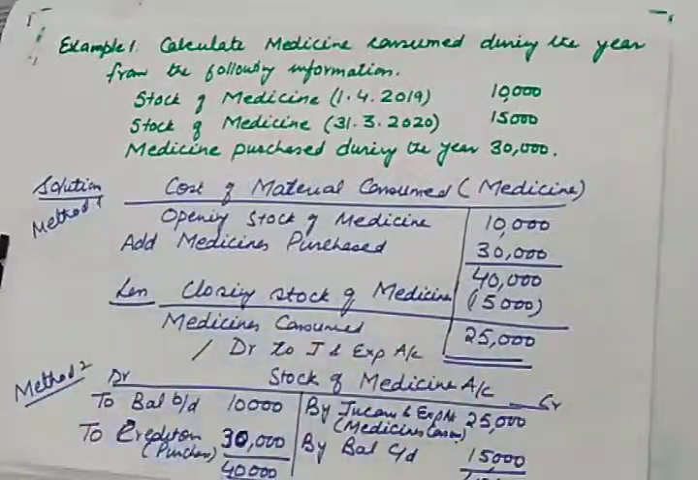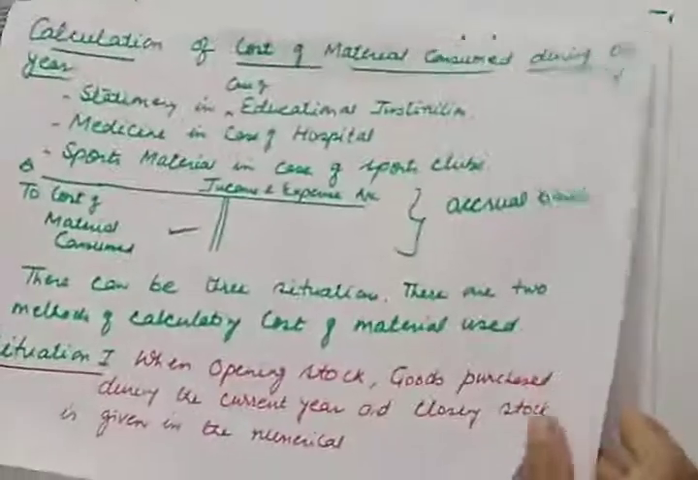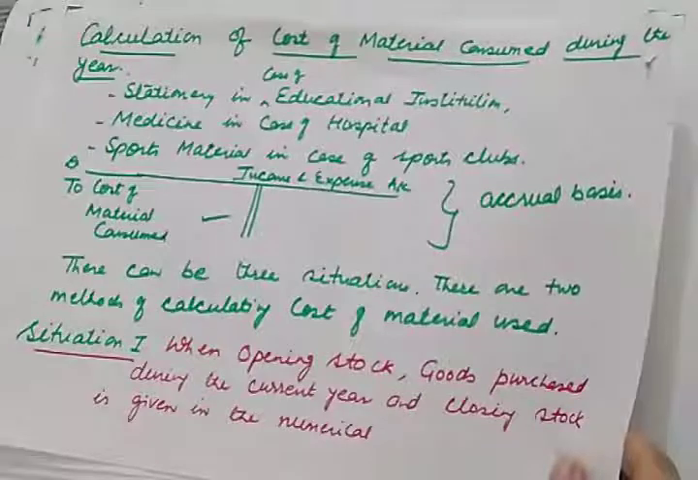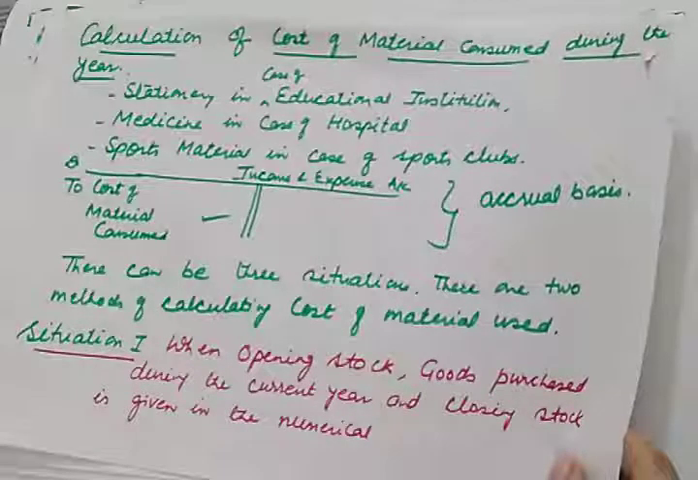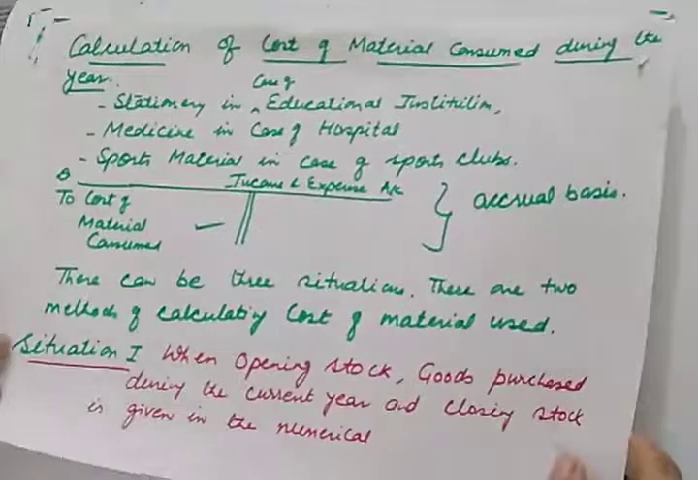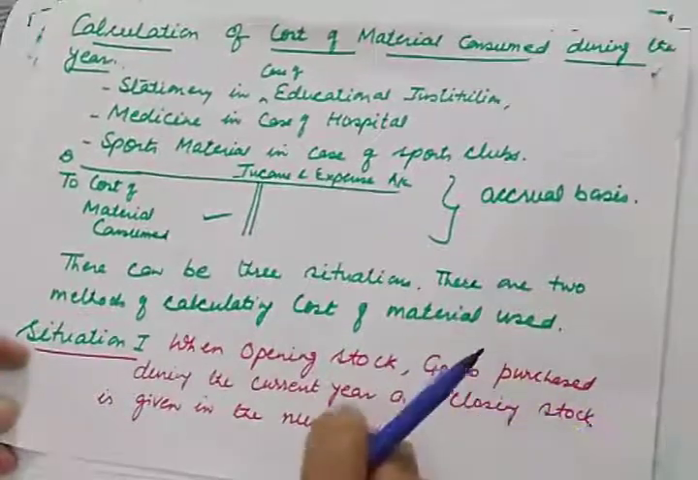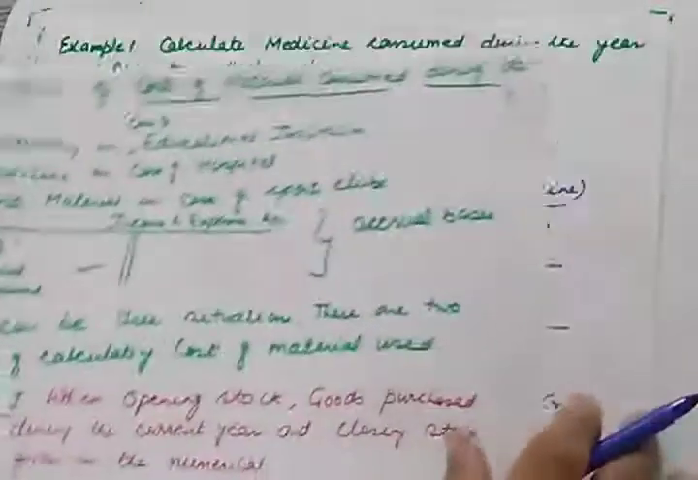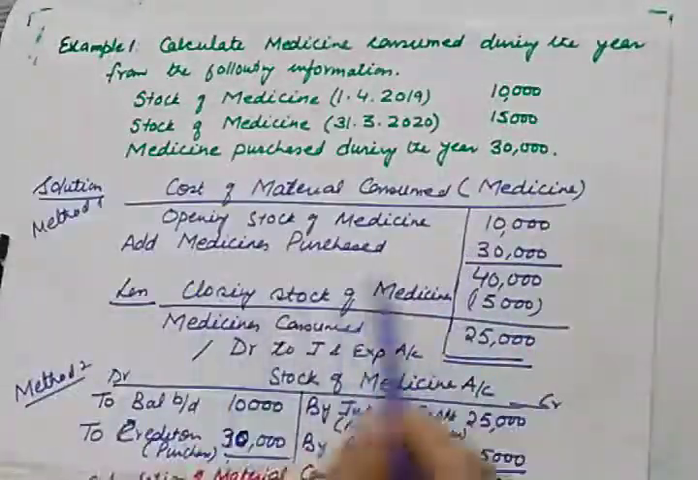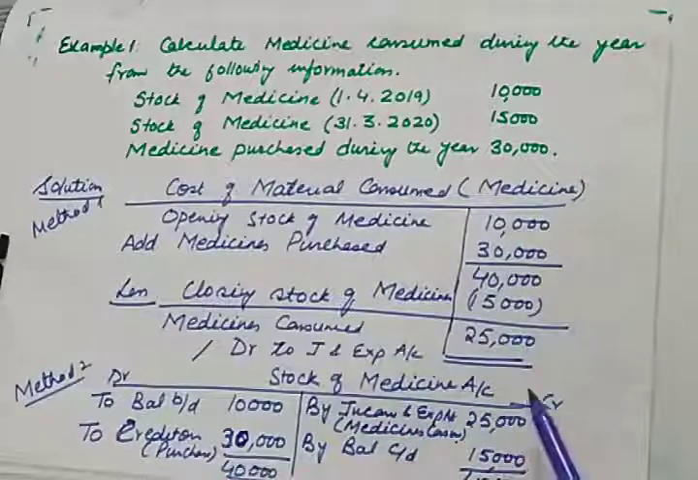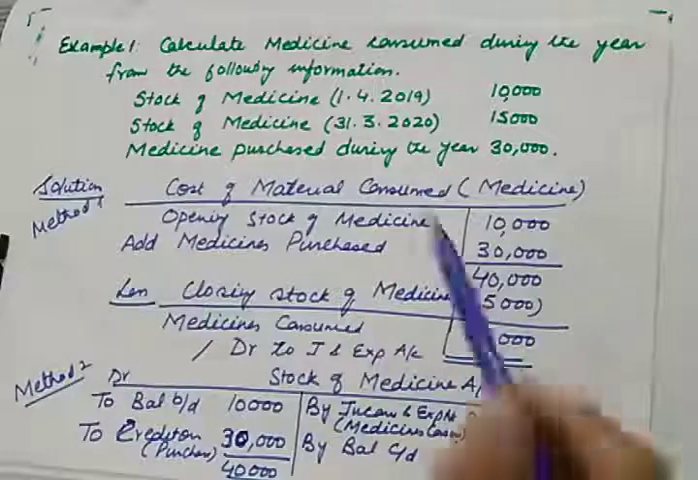So I hope this cost of material consumed is clear to you, and we have used 2 methods. In the next section we will be using one more additional method which is liked by the students. I hope this first situation, when opening stock, goods purchased and closing stock are given in the numerical, is clear to you. We'll be applying a simple formula: opening stock plus purchases minus closing stock. Or if you want, you can also make the stock of medicine account.